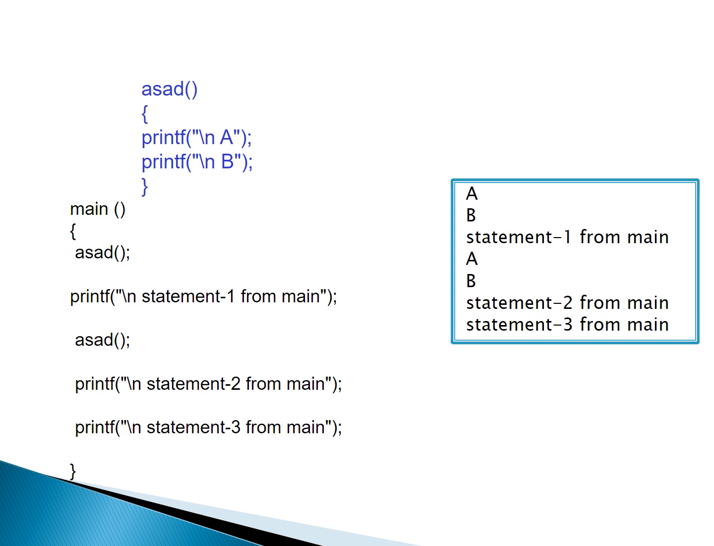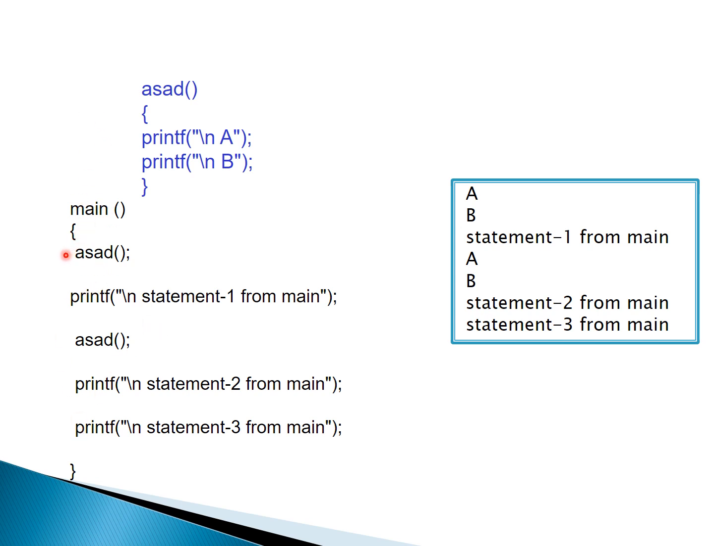Another example, this time we have some statement in the main program and the same asset function here. So you can see here we have two statements and the asset function here, this one, and then we have one statement, two, three, four, five statements in the main program or in the main function. This is also a function as we discussed earlier.